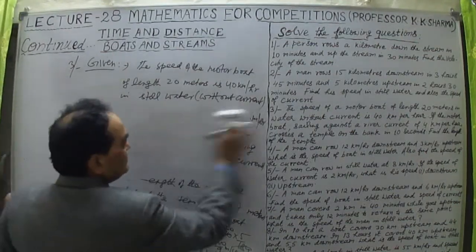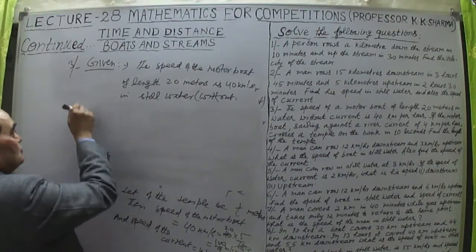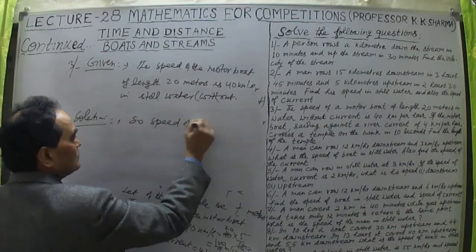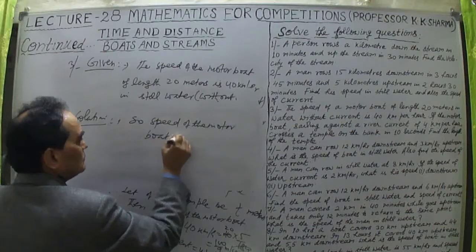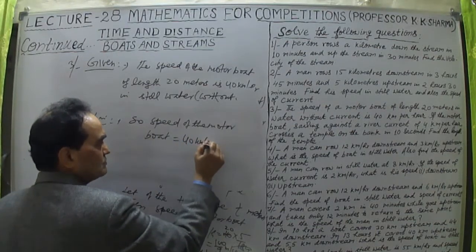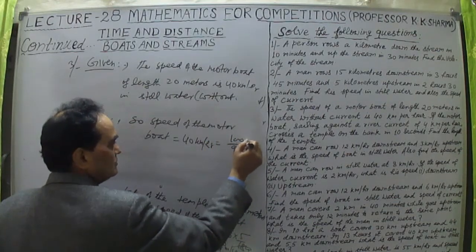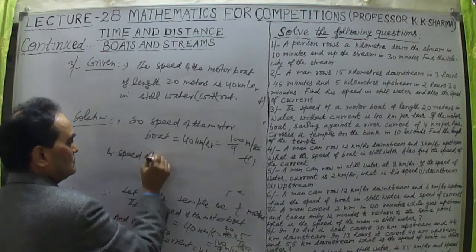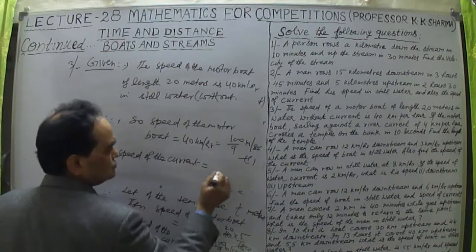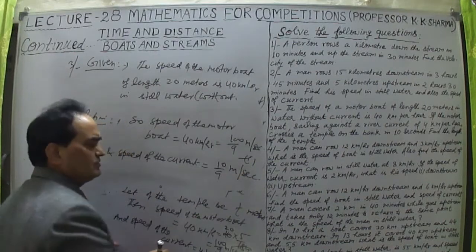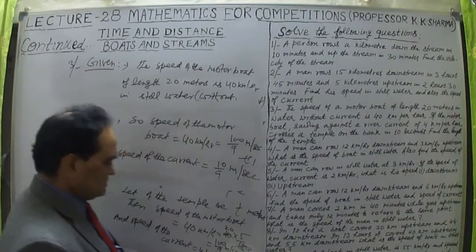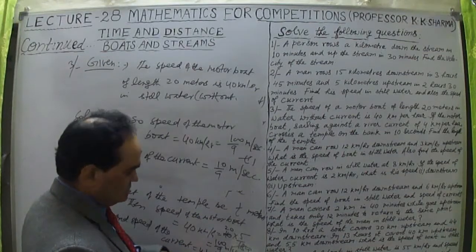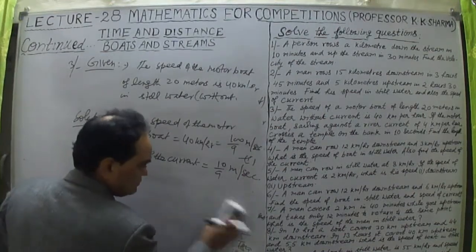Now let me write them here. What we have calculated, solution: the speed of the motorboat is 40 km per hour, which we have converted into 100 upon 9 meters per second. This is the first equation. Secondly, the speed of the river current is 10 upon 9 meters per second. Or we can write 4 kilometers per hour equals 4 into 5 upon 18, which is 10 upon 9 meters per second. These two things are calculated. Now what does it say?